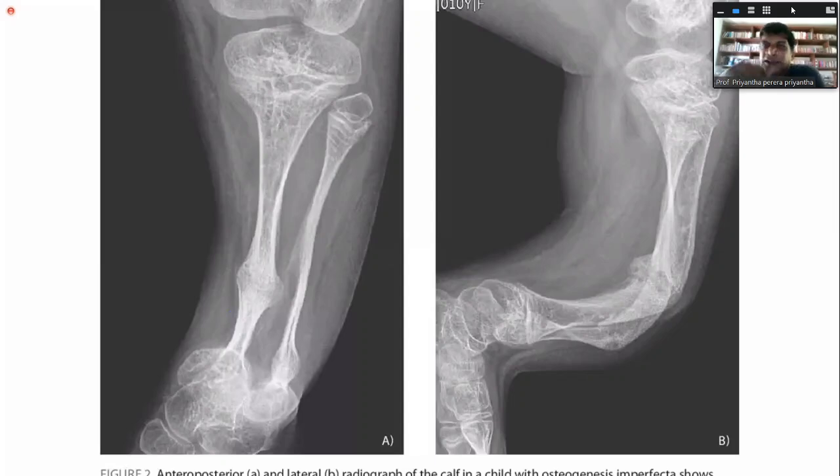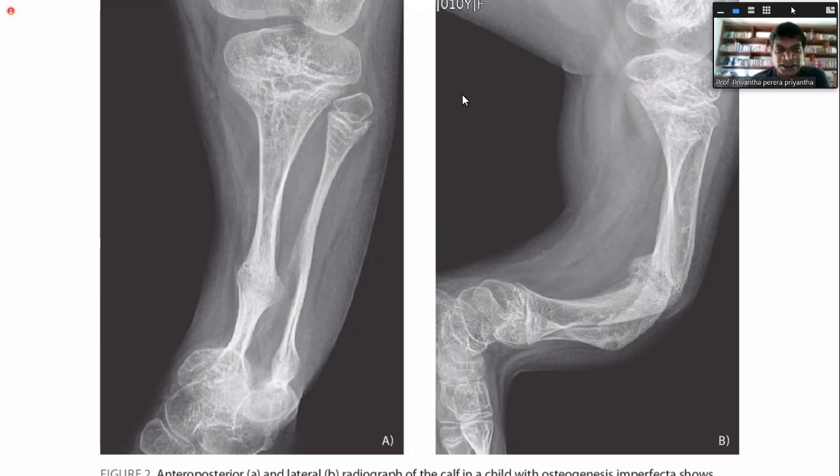So there are 3 conditions that cause painful handling. One is this condition, osteogenesis imperfecta. Second is septic arthritis. Third is congenital syphilis. Those are things to consider, because generally newborn babies stop crying when you cuddle them. But in these 3 conditions, they will start to cry when you cuddle them.